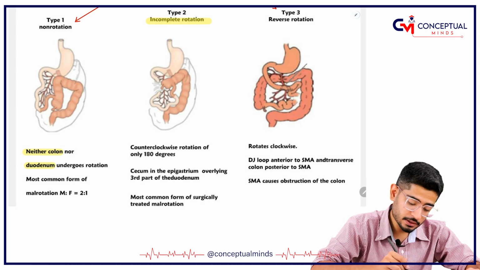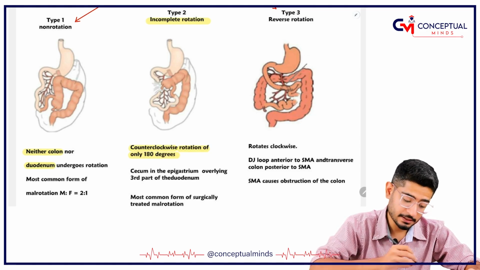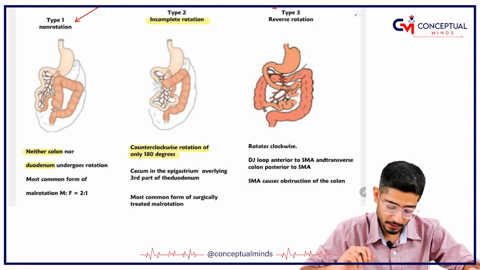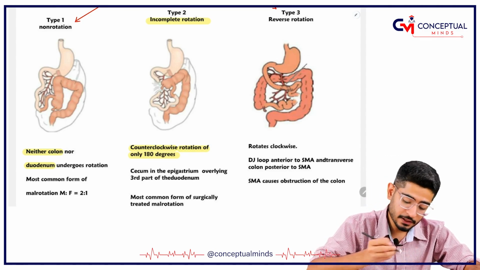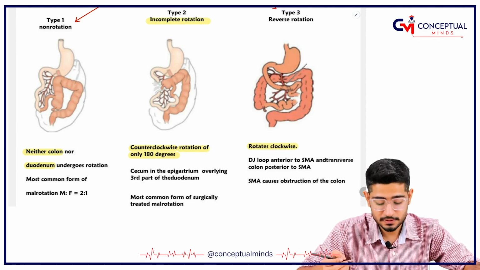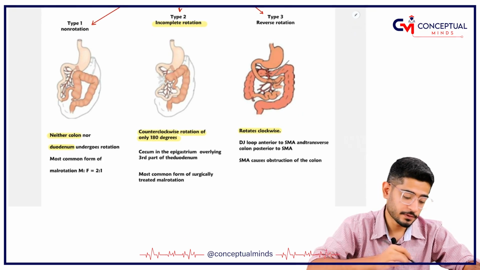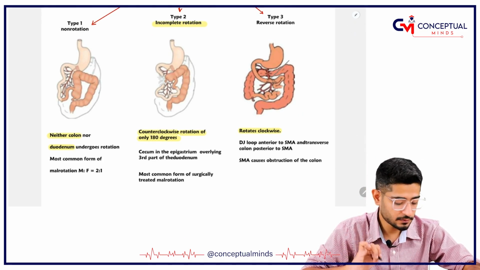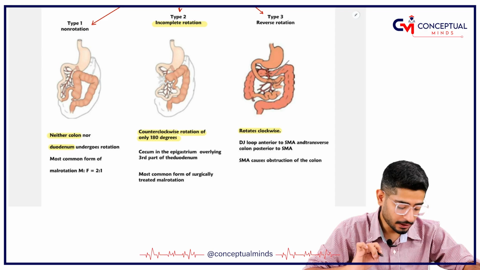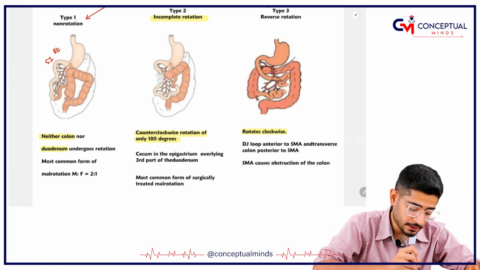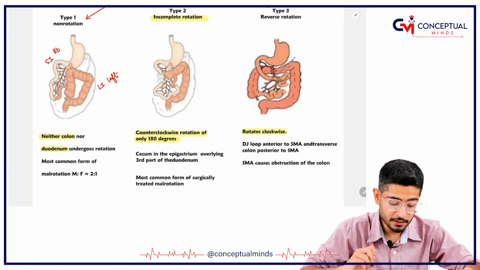What is incomplete rotation? It's a counterclockwise or anti-clockwise rotation of only 180 degrees. That means the final turn has not come. So this is incomplete: rotation started but not completed. And reverse rotation means there is a clockwise rotation. But the question they ask from this topic is: by the end of non-rotation, what is going to happen? Please understand, by the end of non-rotation, the large intestine is present on the left side. This is seen in non-rotation.